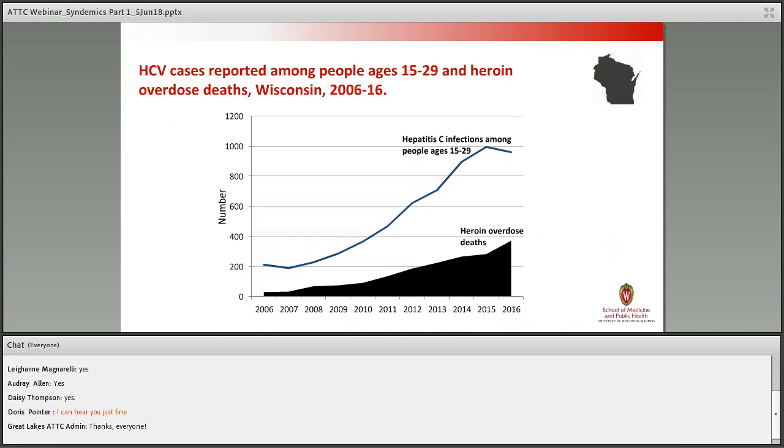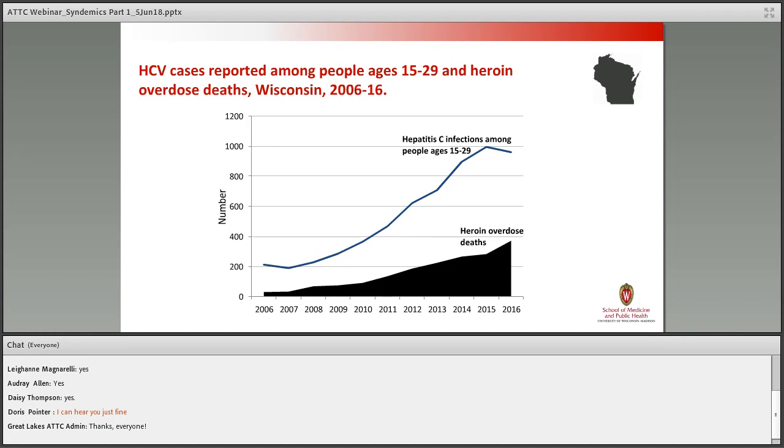So this is the slide that I thought best introduced why I call this syndemic. These are Wisconsin data and maps the increase in heroin overdose deaths with the new reports of hepatitis C cases, which I abbreviate HCV for hepatitis C virus, among people aged 15 to 29. And over the same years, they've gone up in parallel to quite a large degree.